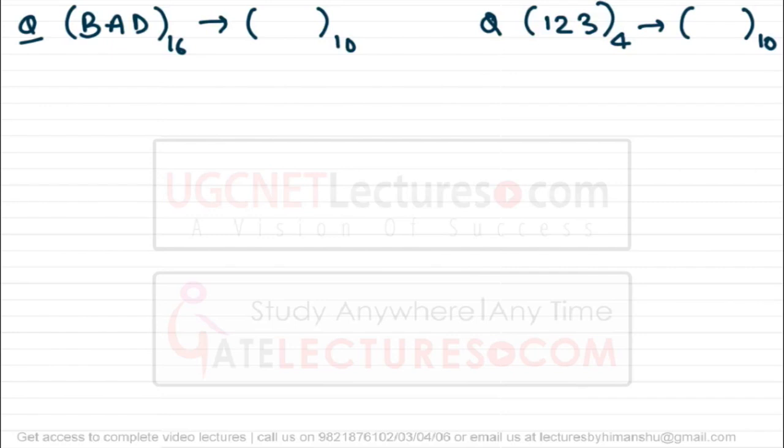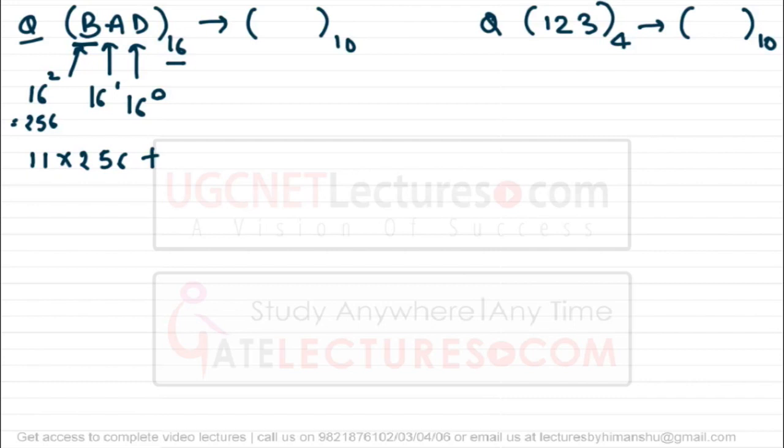Now let us quickly look at some other bases. This is a number of base 16 and you have to convert it into a decimal number. The procedure remains the same. The weight of this bit is going to be 16 to the power 0, which is 1. The weight of this bit is 16 power 1. This bit has weight 16 power 2, which is 256. What does B represent in the hexadecimal system? We all know B represents 11. So the equivalent number is 11 into 256 plus A, which represents 10, 10 into 16, plus D, which is 13, into 1. You can calculate this later, it comes out to be 2989. So the answer is 2989.